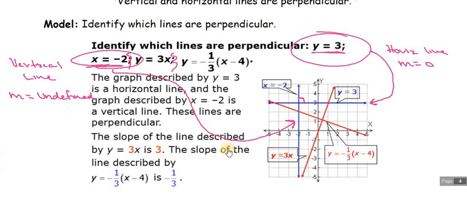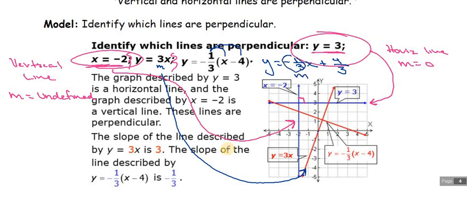Now let's take a look at our other 2 lines. We've got y equals 3x. Our slope is 3. So that one is going to be right here. The y-intercept is 0, slope is 3. So that's this line. And then we have y equals -1/3 times x minus 4. Now this isn't really any form in particular, but if we distribute through to slope-intercept form, it would say y equals -1/3 x plus 4/3. Well, our focus is on our slope, and our slope there is -1/3. So that's going to be this line right here.